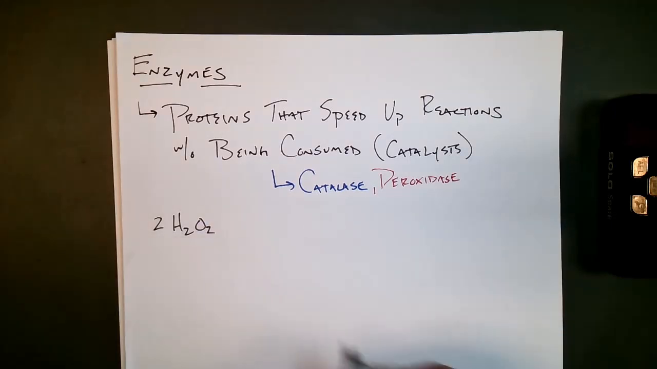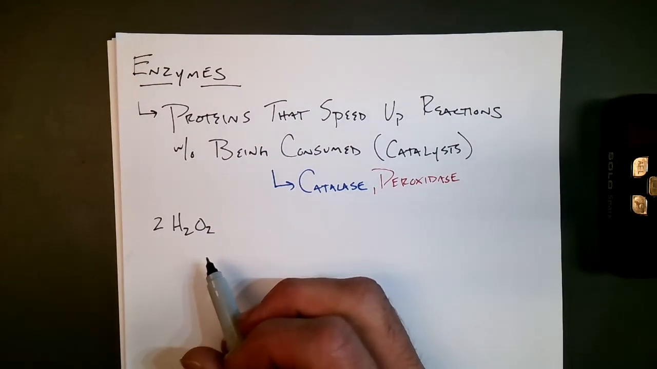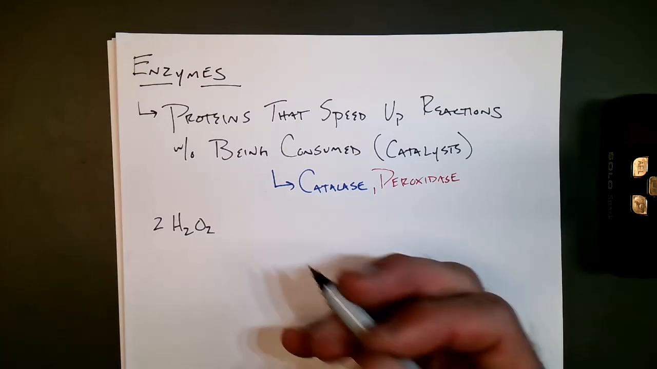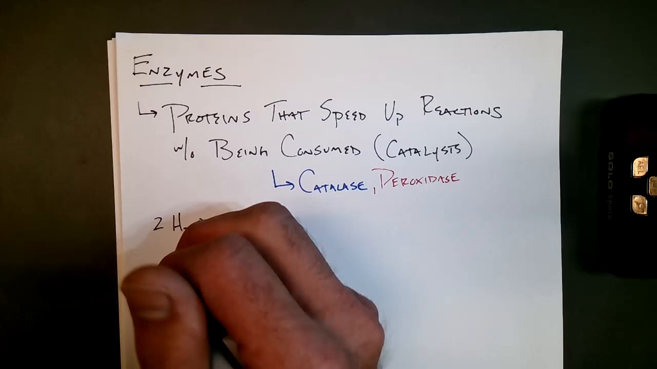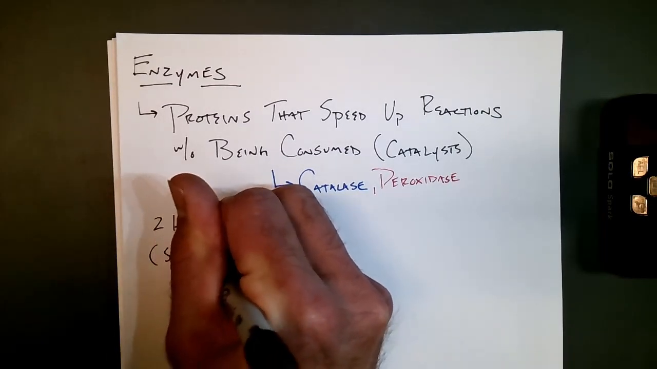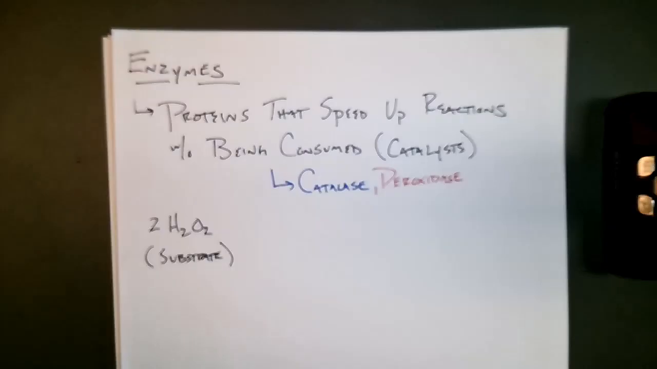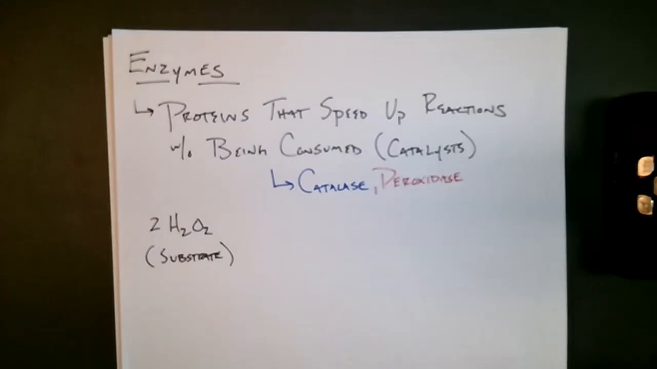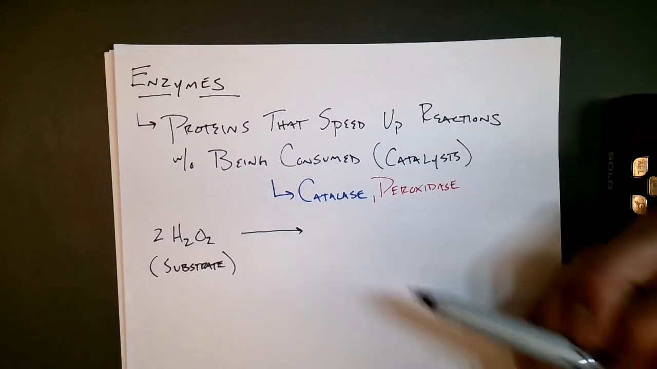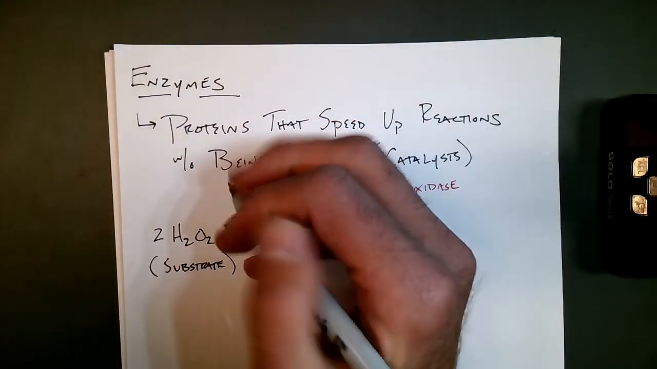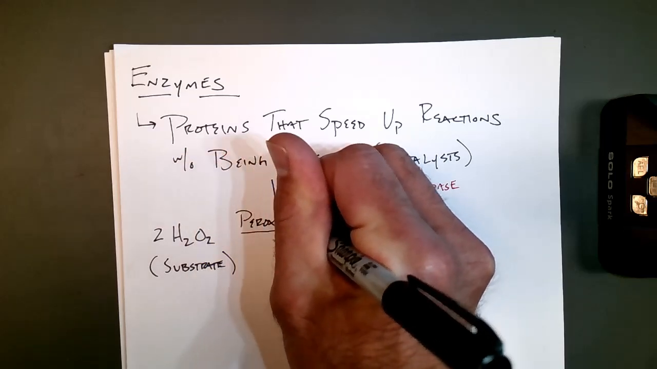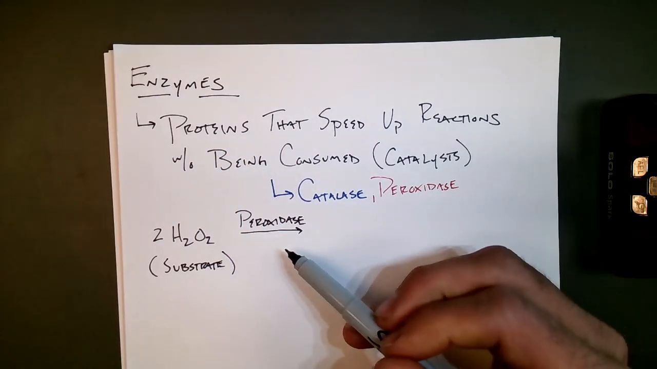So the unit that we are going to introduce the catalyst to get it to break down or to be built is called the substrate. So we start with what we call the substrate. And in this case, the substrate is hydrogen peroxide. We introduce the enzyme. The enzyme is not consumed or used up, so we put that typically above the arrow. So that's peroxidase. This is our reaction arrow.